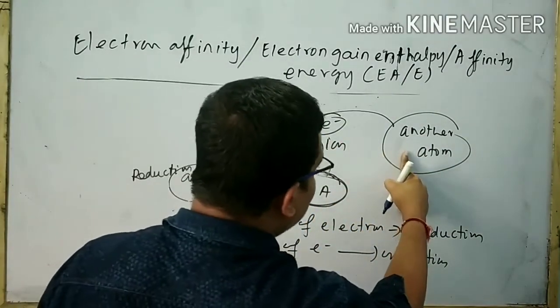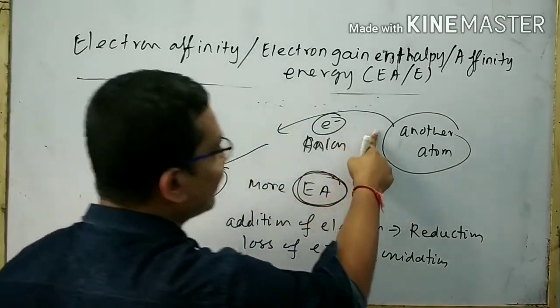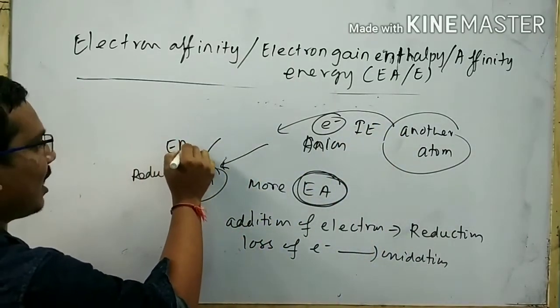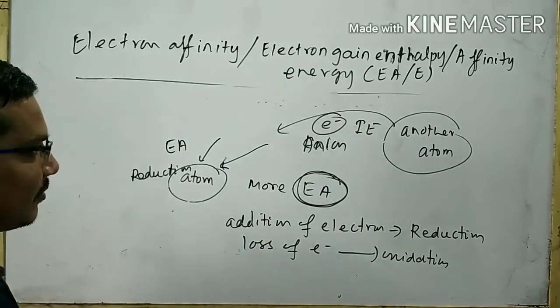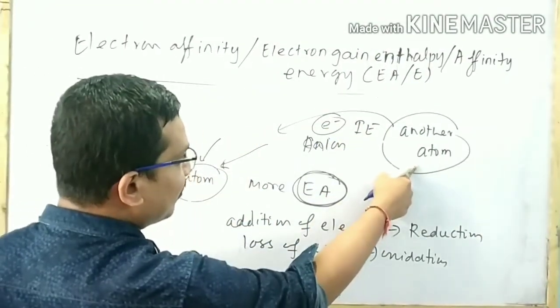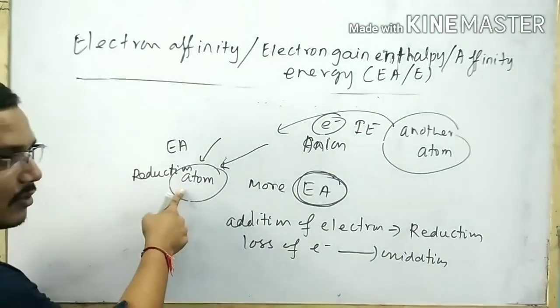There is a loss of electron and there is a gain of electron. In this case, we can think about the ionization energy. In this case, we think about the electron affinity. This atom helps this atom for the loss of electron because this electron is gained by this atom.